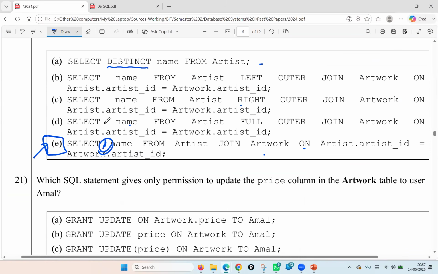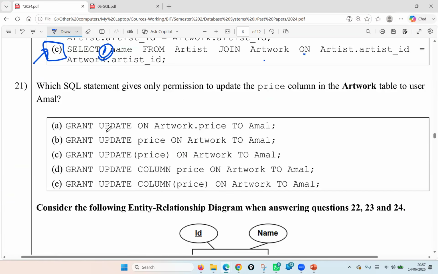Which SQL statement gives only permission to update the price column in artwork table to user amal? Grant update කියලා කියනවනේ මොන field එකද කියලා. column කියලා කියන්නේ නැහැ. වරහන් ඇතුලේ තමයි කියන්නේ සාමාන්‍යයෙන්. සාමාන්‍ය standard SQL වල column කියලා කියන්නේ නැහැ. Grant update on artwork.price to amal. Grant update price on artwork to amal.